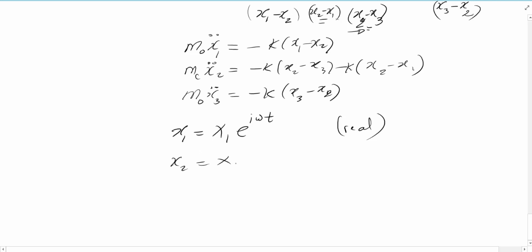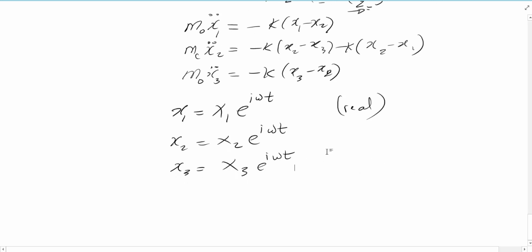x2 is going to be x2 times the exponential of i omega t. And again, I'm looking for modes of oscillation. And x3 is going to be x3 exponential of i omega t. Potentially, x1, x2 and x3 might be complex numbers, but there is no need for that if we're taking the real parts of every one of them. And since this does not involve the first derivative, there is actually no need for that.